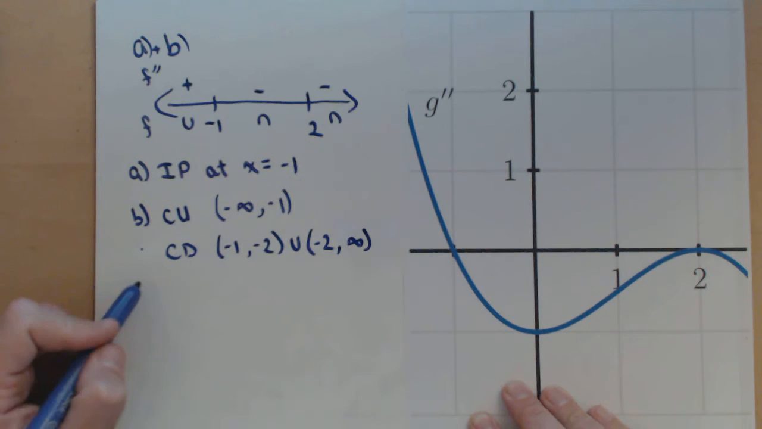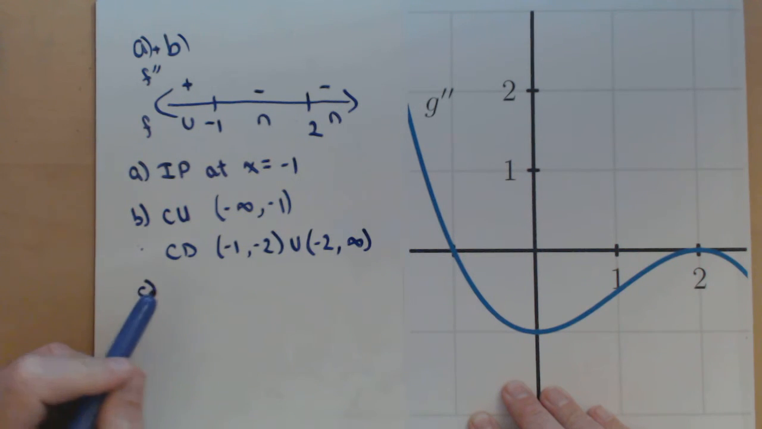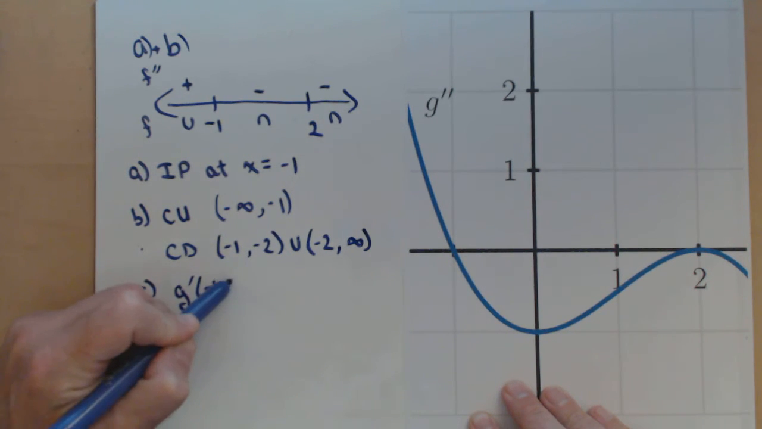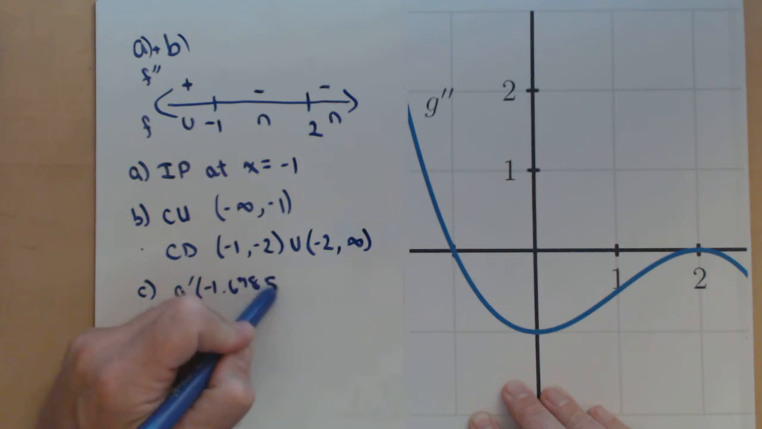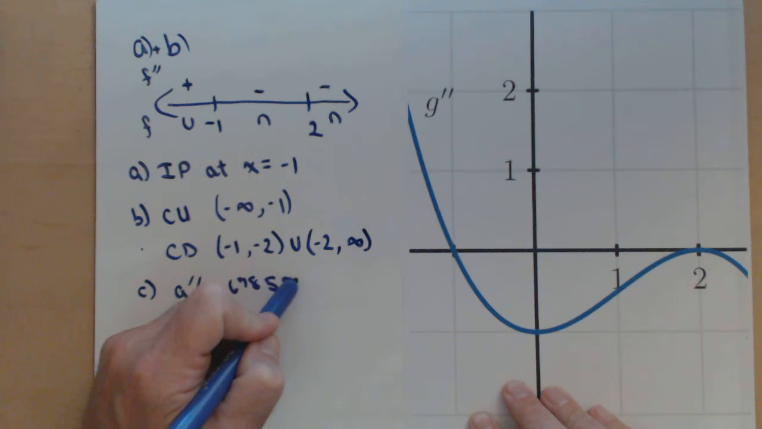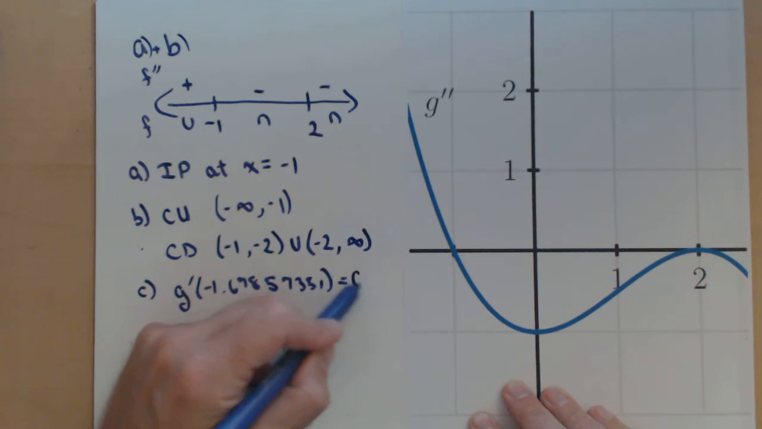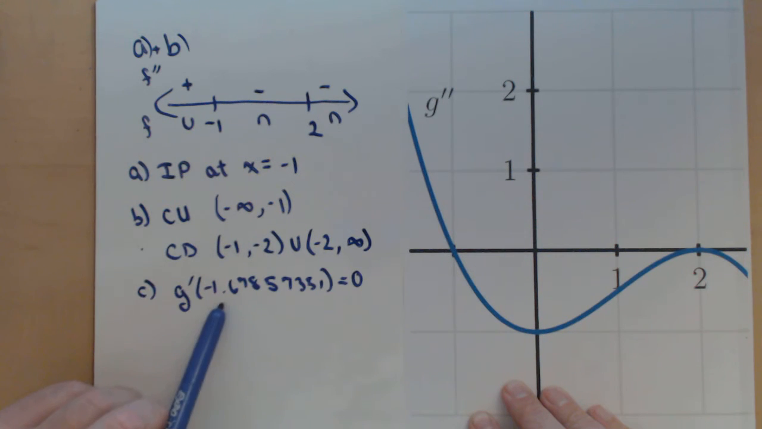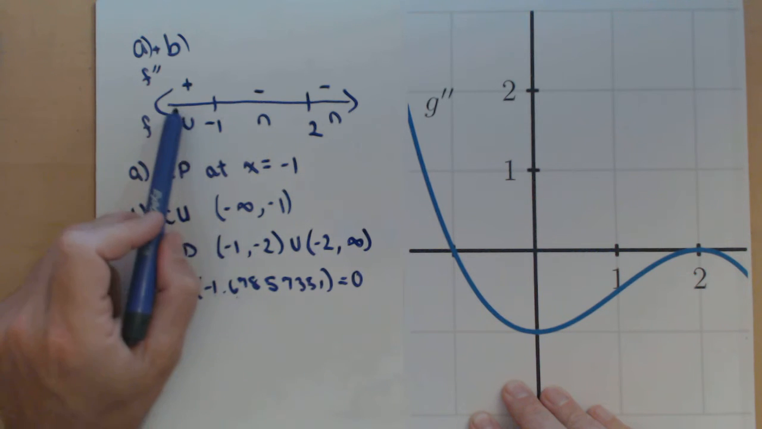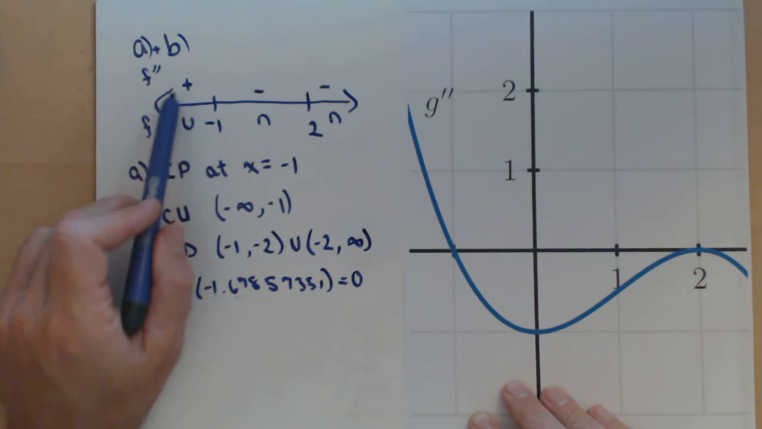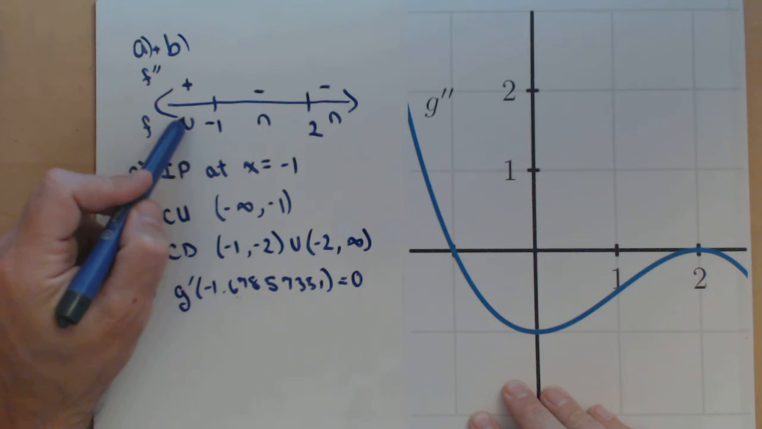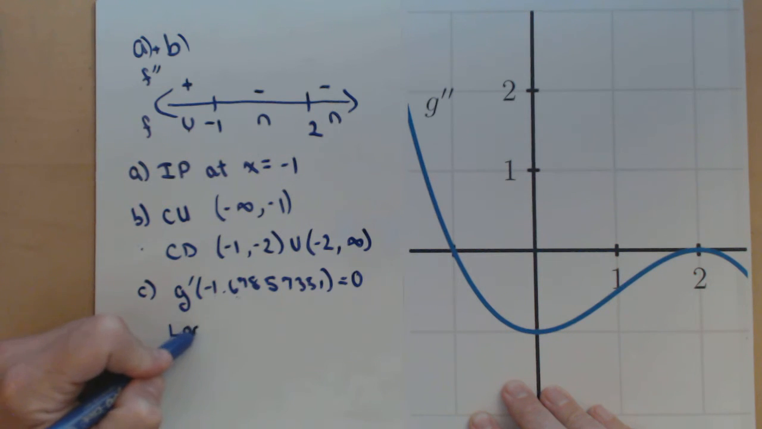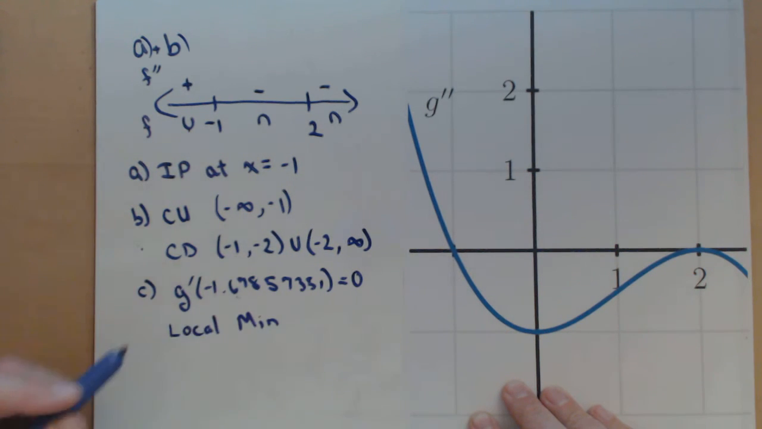Okay. C. Suppose that we're given that g prime of -1.67857 equals 0, and we want to identify if it's a min or a max. Well, plug it in. Notice for -1.67857, our graph is concave up, so that means it would sit at the bottom of our U, so it would be a local min by our second derivative test.